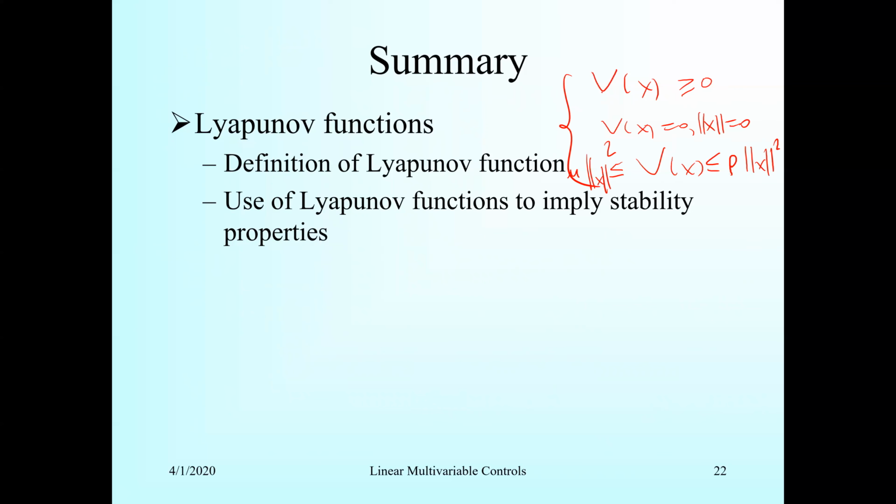If you find a V of x, a scalar function, where x is a vector, okay? V is a scalar. A Lyapunov function is a scalar. If you can find this, it's called a Lyapunov function. In many cases, x transpose Qx can satisfy that. But there are some other forms of Lyapunov function. But if you satisfy these three, it will be okay. And you use this Lyapunov function to argue stability properties.